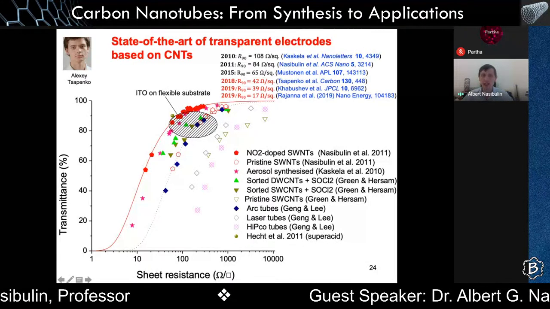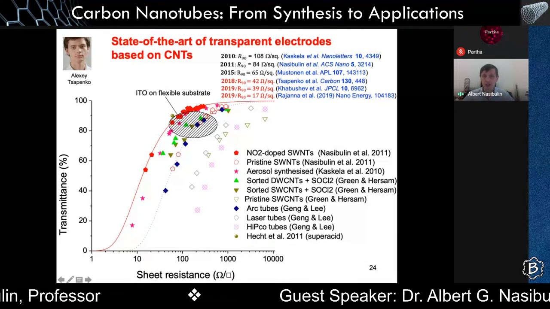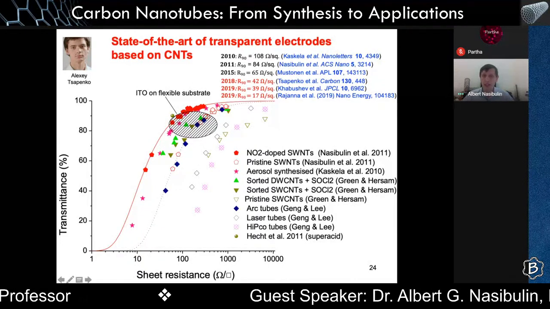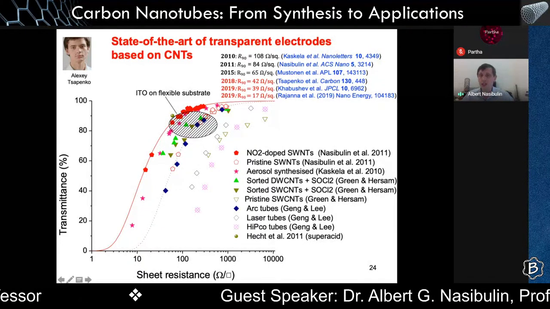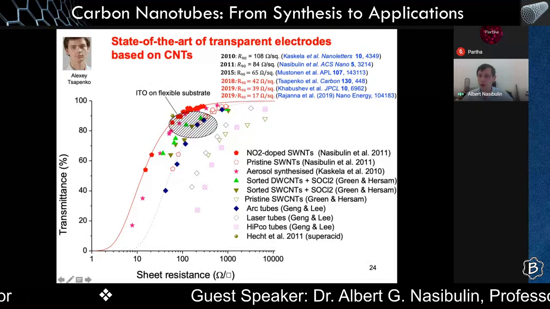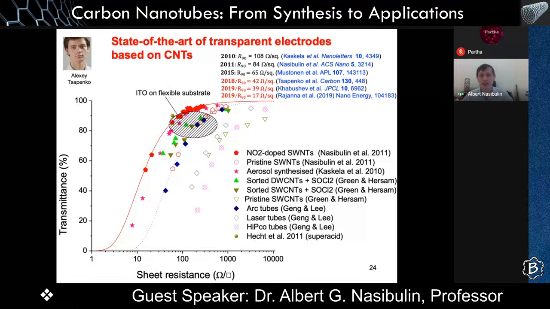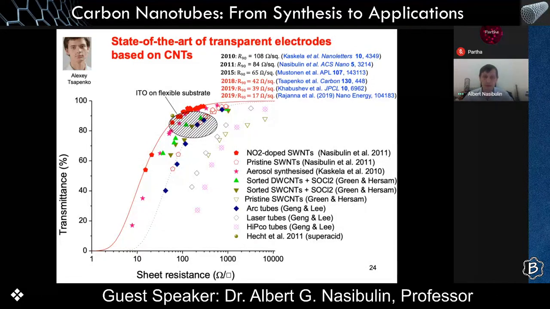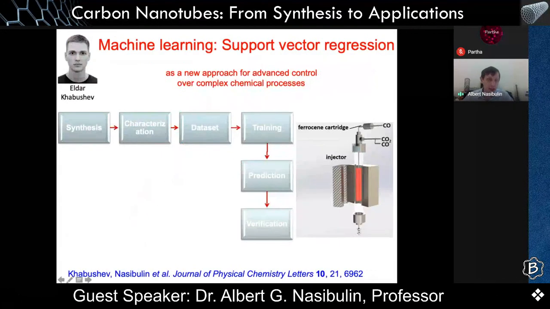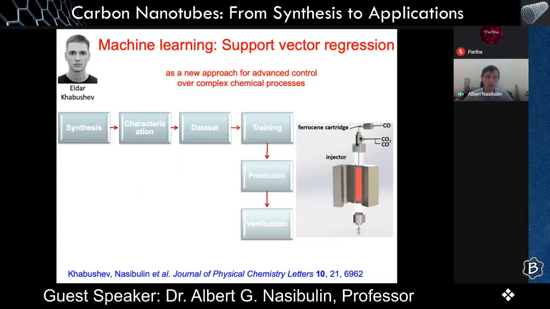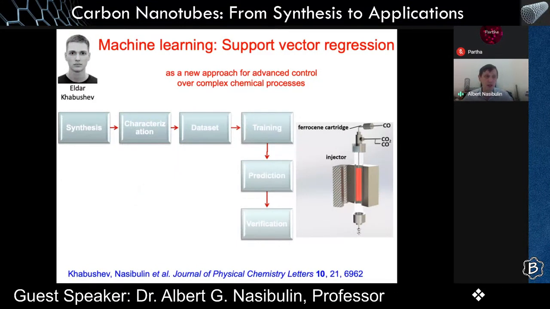Now we are fighting against ITO on rigid. And you can see here our progress. Our last results were like 17 ohm per square, which is already quite close or comparable with commercially existing ITO on rigid substrates. Still, we could utilize machine learning to improve the conductivity of our film.